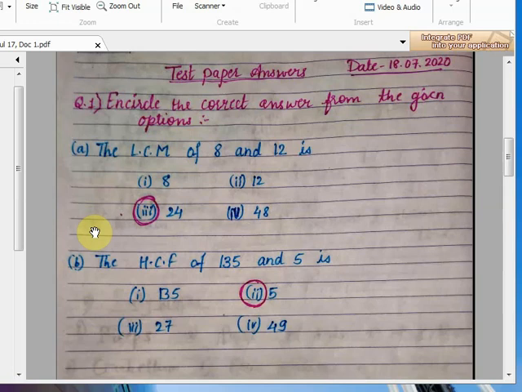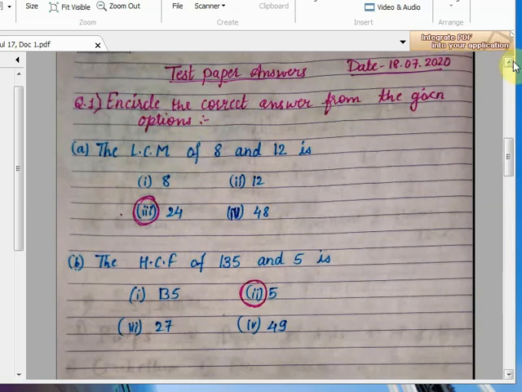Good morning class. So today I have taken a test on chapter number 4, that is factors and multiples. I hope you have all done well in your test. So let us discuss the answers of the questions one by one.